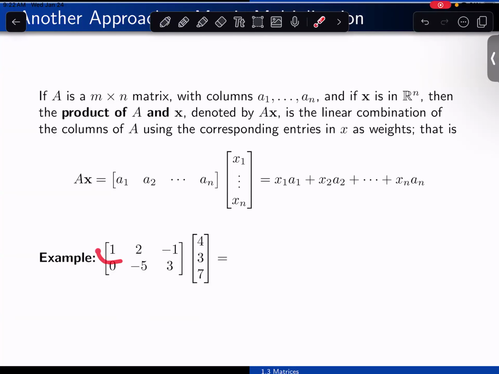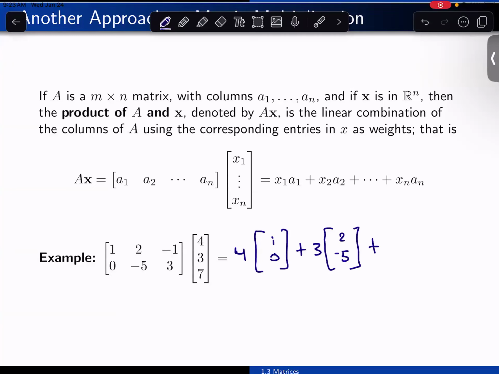So instead of doing the dot product of the row with 4, 3, 7, we can interpret it in the following way using this equation, where x1 is equal to 4 and a1 is equal to the first column of your matrix. So this is going to be 1, 0. And then you can keep on going. So x2 is equal to 3, and then a2 is equal to 2, minus 5.